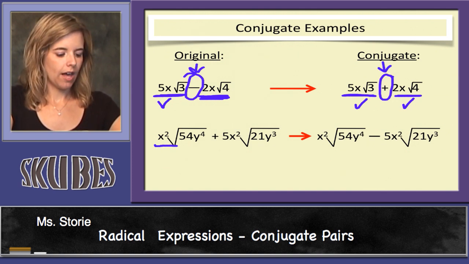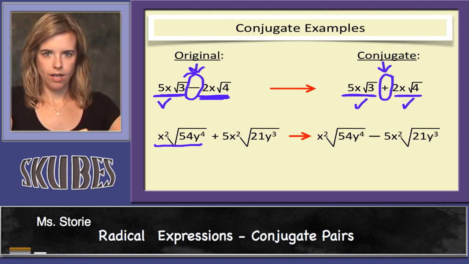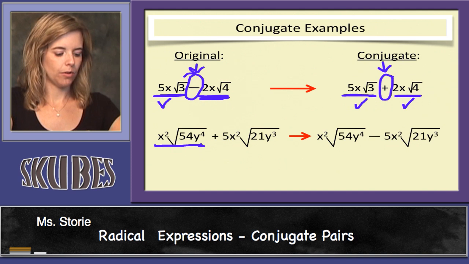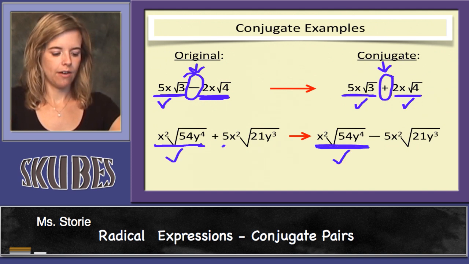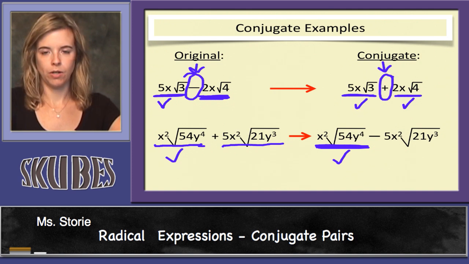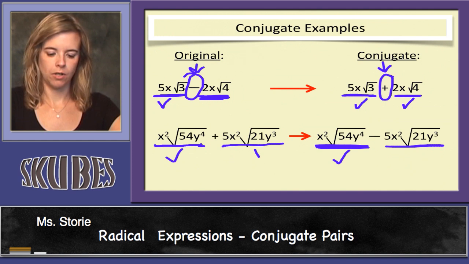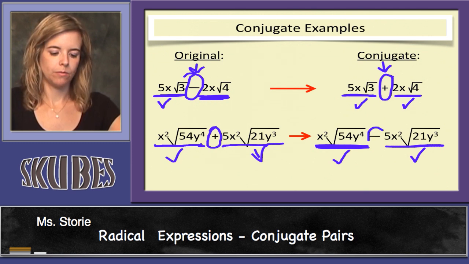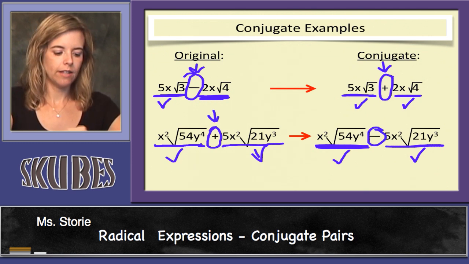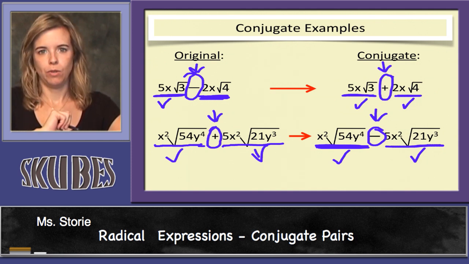So if I have x squared and then 54y to the fourth, and we're looking for the square root, same thing as over here, they both match. Then I have 5x squared times the square root of 21y to the third, and 5x squared times 21y to the third. They match. The only difference between the two is I added in one of them, and I subtracted in the other. And it's because of that sign flip in between the exact same terms that it is a conjugate.